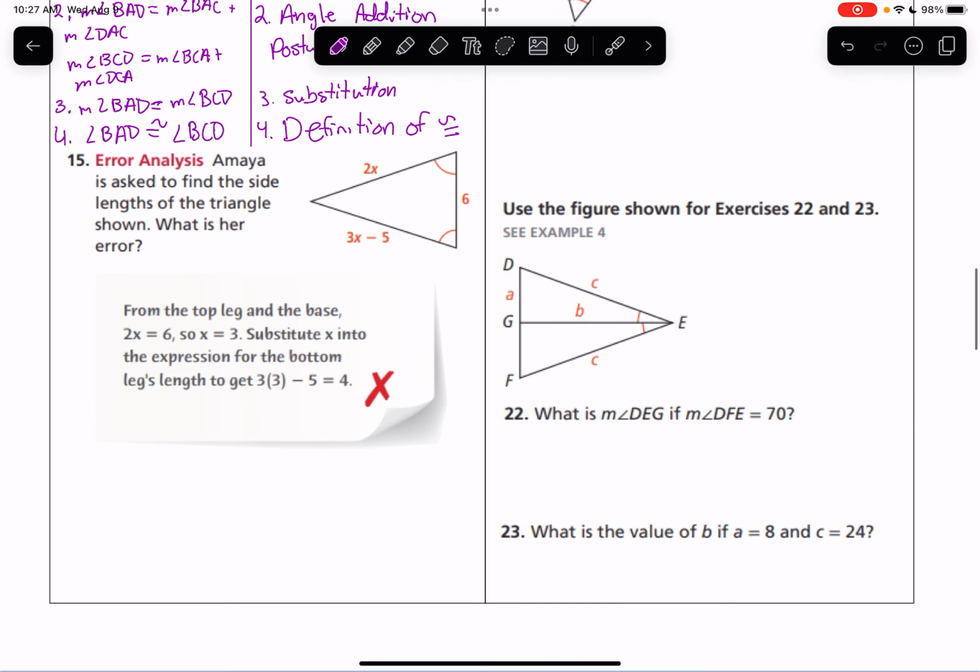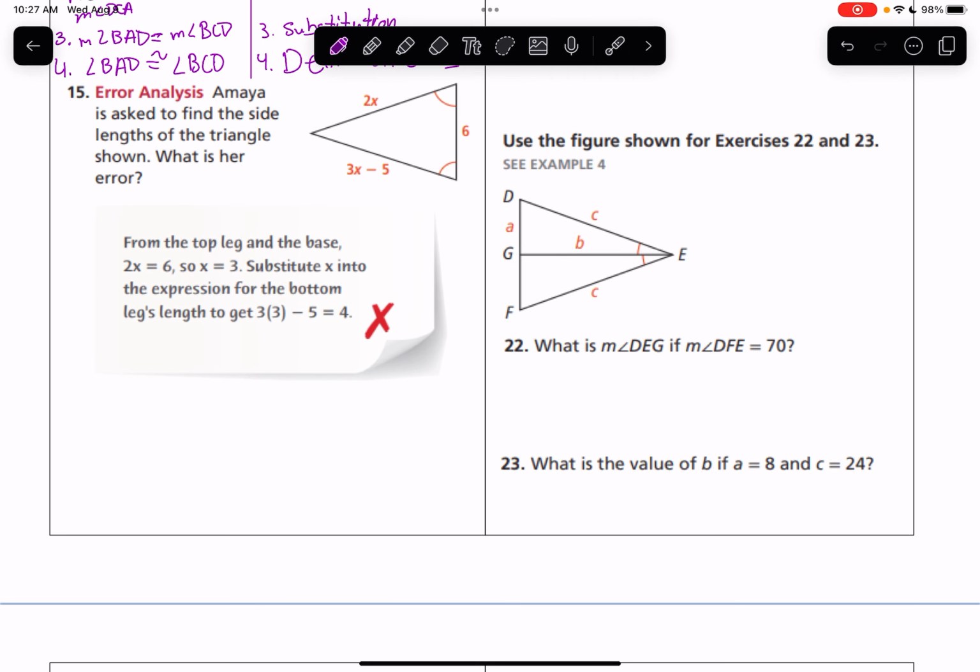All right, number 15, Amaya is asked to find the side lengths of the triangle shown. What is her error? So she said from the top leg and the base, 2x equals 6, so x equals 3. However, where these 2 angles are the same is going to be this angle and this angle, which means the side lengths that are the same are the 2x and the 3x minus 5. So she should have said 2x equals 3x minus 5 to solve for x instead.